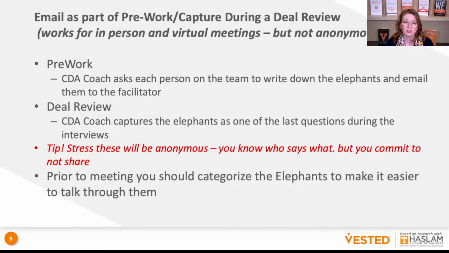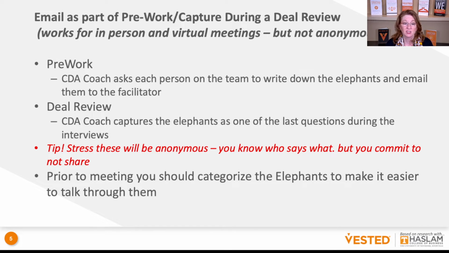All right, so here's another option when you're not face-to-face. This is actually to do it as pre-work. So there's two ways to do it. You're facilitating a workshop. You can actually ask each person on the team to write down their elephants and email them to you. Now, you'll know who said what, so you need to stress that it is anonymous, and while you know what is said, you commit not to share.